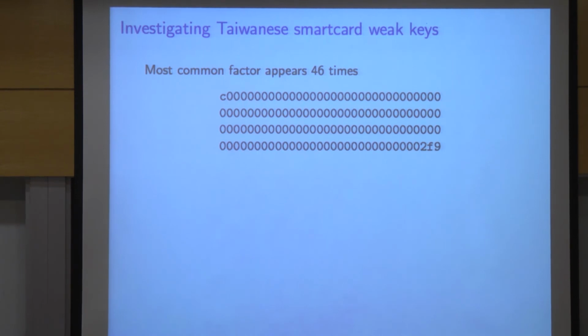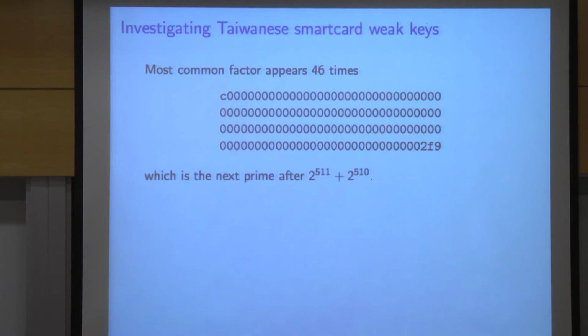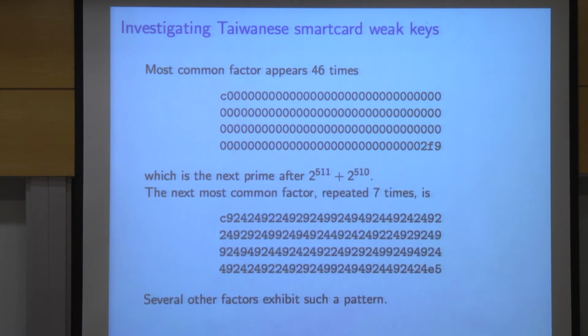which appears 46 times among the keys that were factored. It consists of 2 top bits set, a whole bunch of zeros, and then some bottom bits that are non-zero. And this turns out to be the next prime after 2 to the 511 plus 2 to the 510. So set the 2 top bits, increment to next prime. There's our prime factor.